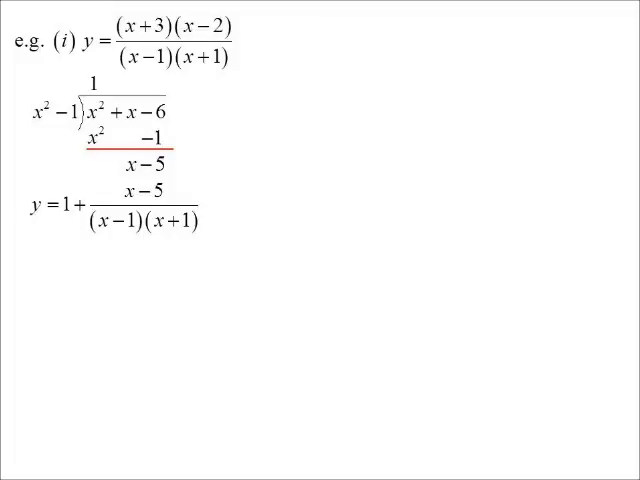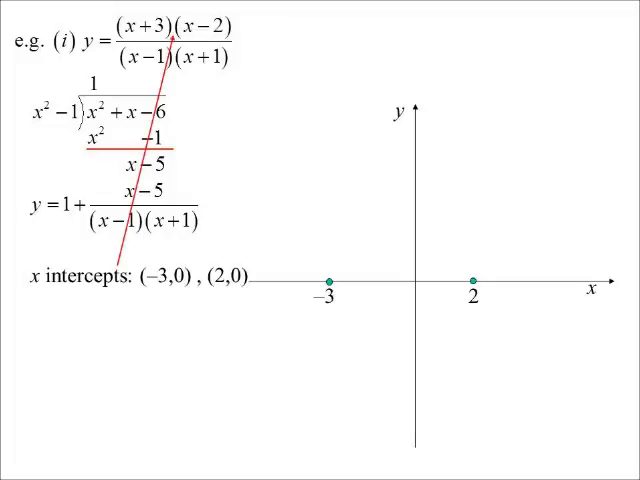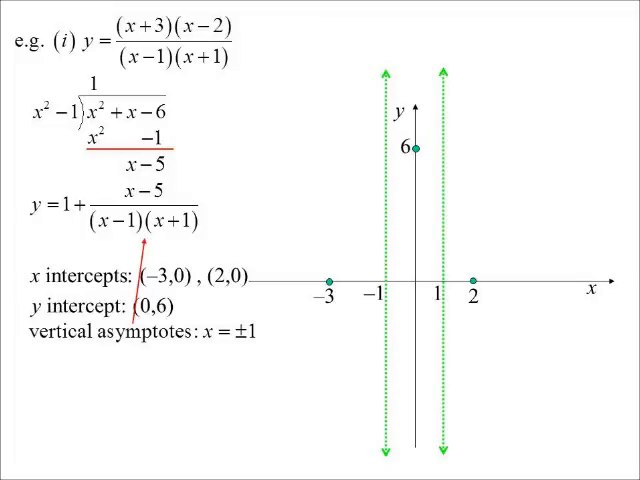All right, let's pull it apart. Looking at the original equation, which was nicely factorised for me, the x-intercepts will be at minus 3 and 2. Remember, if you've got fraction equals 0, because that's basically what you're solving to get your x-intercepts, it's just the top of the fraction you worry about. So top of the fraction equals 0, negative 3 and 2, x-intercepts. Y-intercepts, oh well, we just sub in 0 and we get 6. There's my y-intercept. I know there's going to be vertical asymptotes at plus or minus 1.